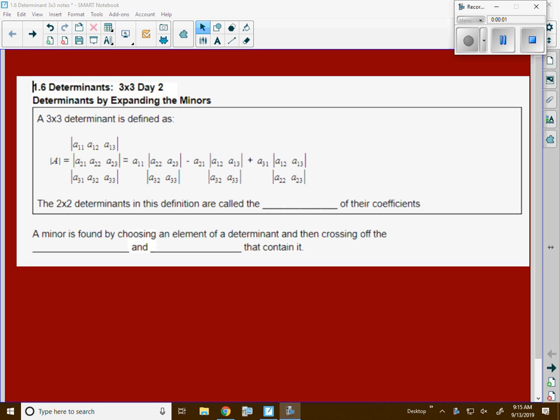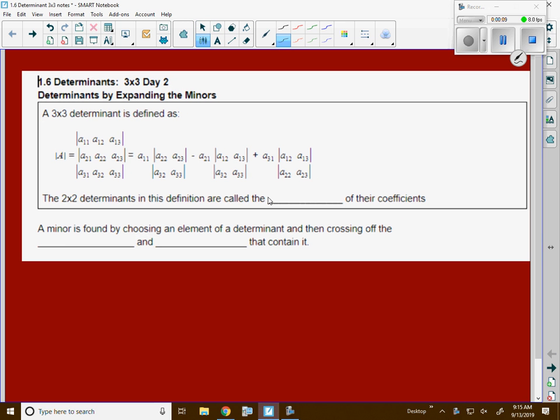by 3. So the 2 by 2 determinants within the 3 by 3 are called minors. We call them minors. So a minor is found by choosing an element. Now an element or entry is just a number in the matrix, right? So we find a minor by choosing an element or an entry and crossing off the row and the column that contain that entry, or whatever entry we choose.